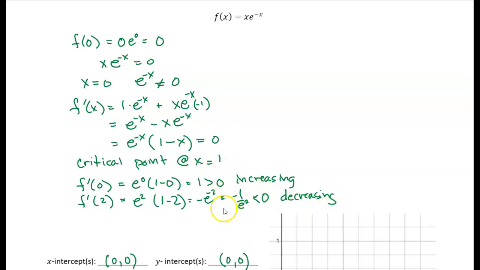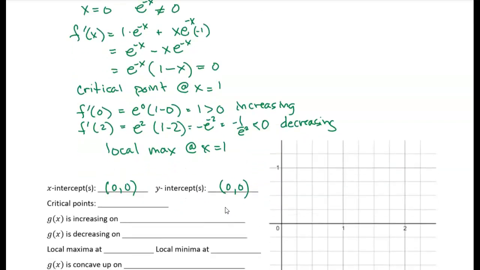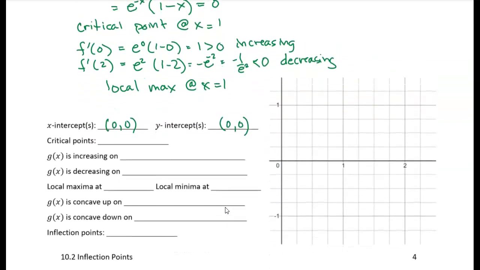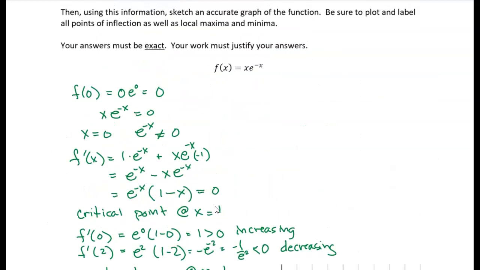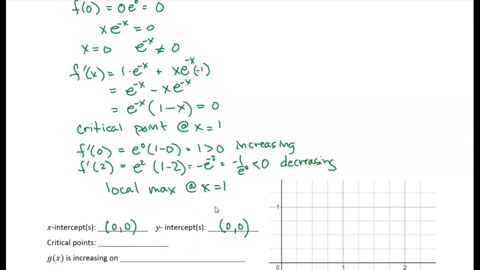So the function is changing from increasing to decreasing, and so we have a local max at x equals 1. I know I'm going to have to graph this, so I might want to draw my little number line, but maybe I'll wait. So now we know there's a local maximum at 1.